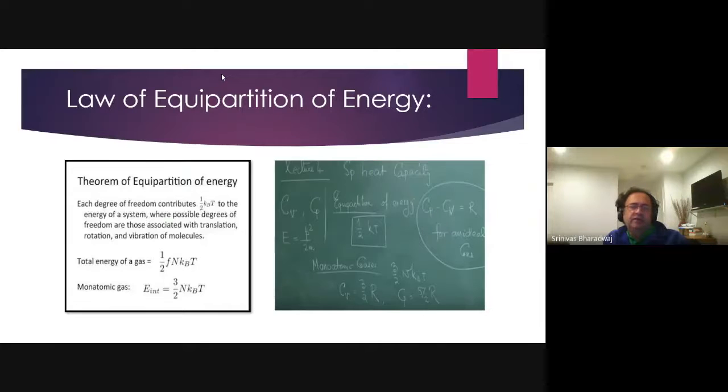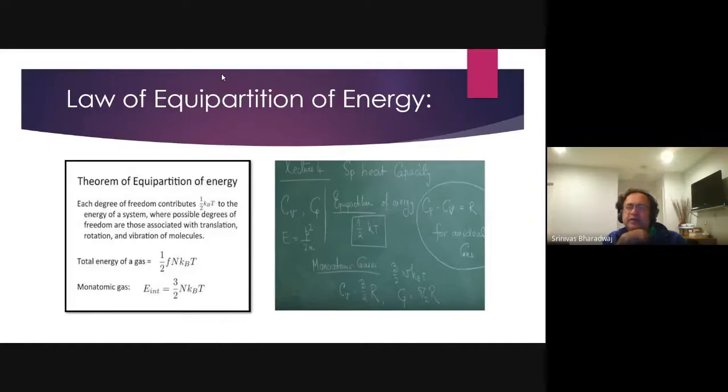Now, we already saw the equipartition of energy, and we said that there are 3 degrees of freedom for a monoatomic gas, and 5 degrees of freedom for a diatomic gas. The equipartition of energy states that the energy is P squared by 2m. P squared by 2m is half mv squared, and mv is equal to P, so you end up with half mv squared being P squared by 2m.